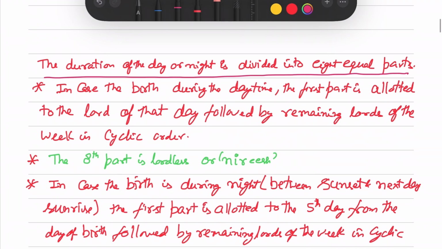In case the birth is at night, between sunset and next day sunrise, the first partition is allotted to the lord of the fifth day from the day of birth, followed by the remaining lords of the week in cyclic order.